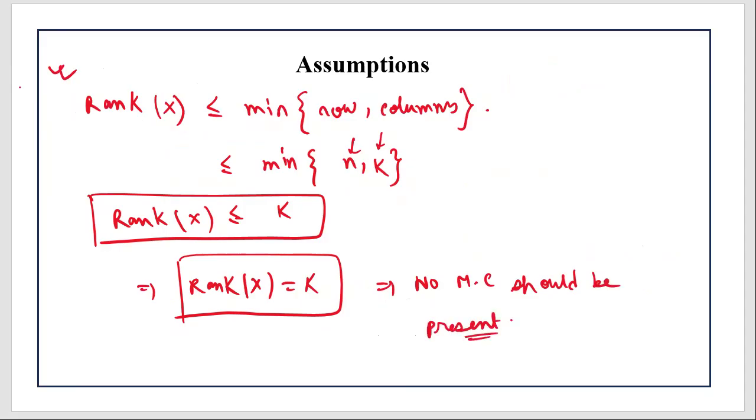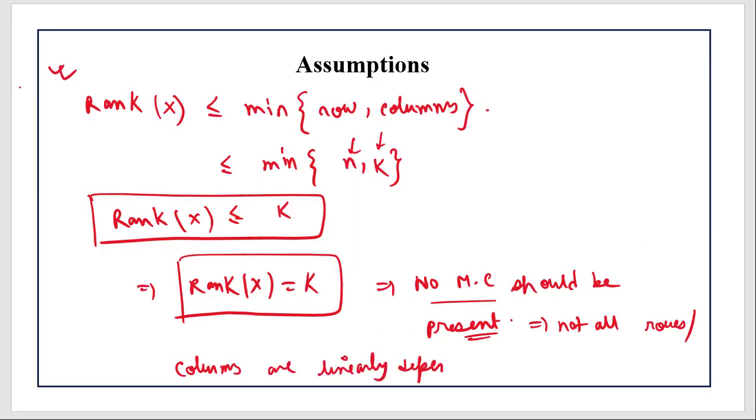This basically means that if rank of X is exactly equal to k, this ensures that no multicollinearity should be present in your model, which basically means that not all the rows or columns are linearly dependent in our model, right?